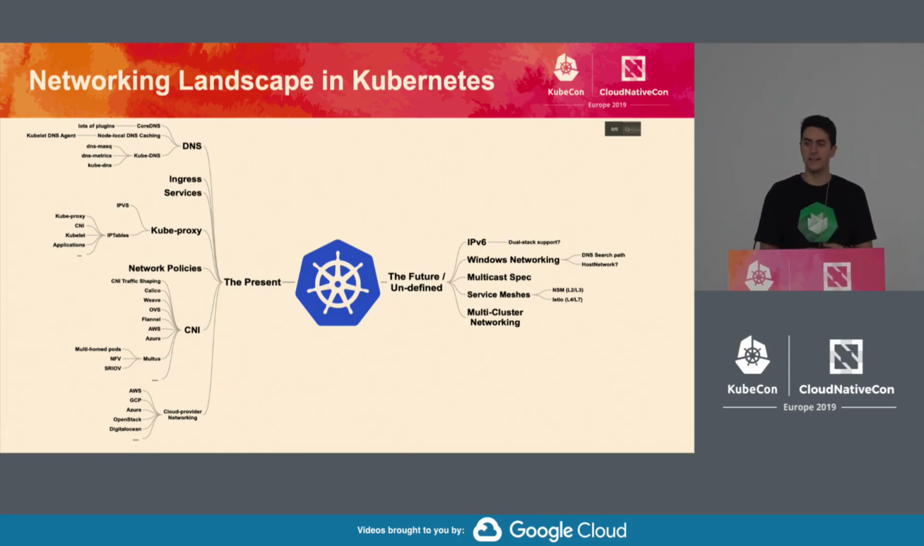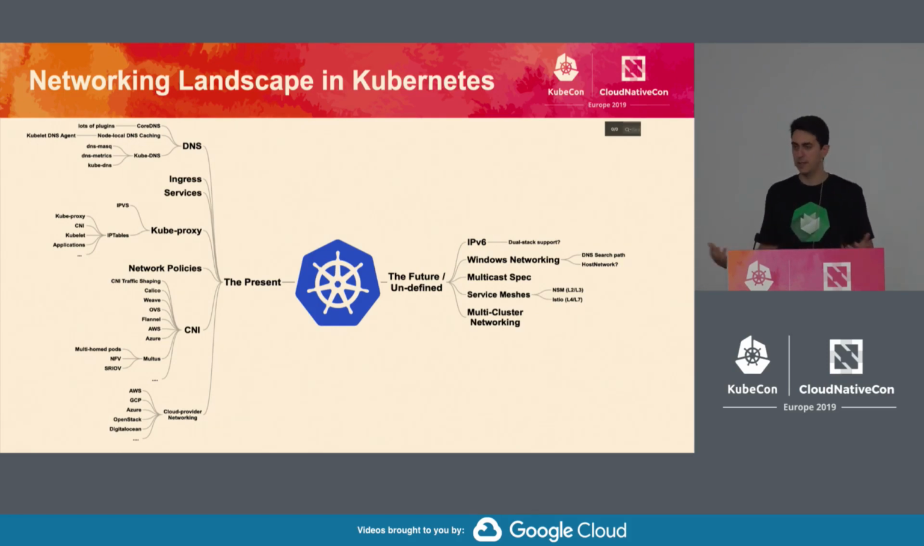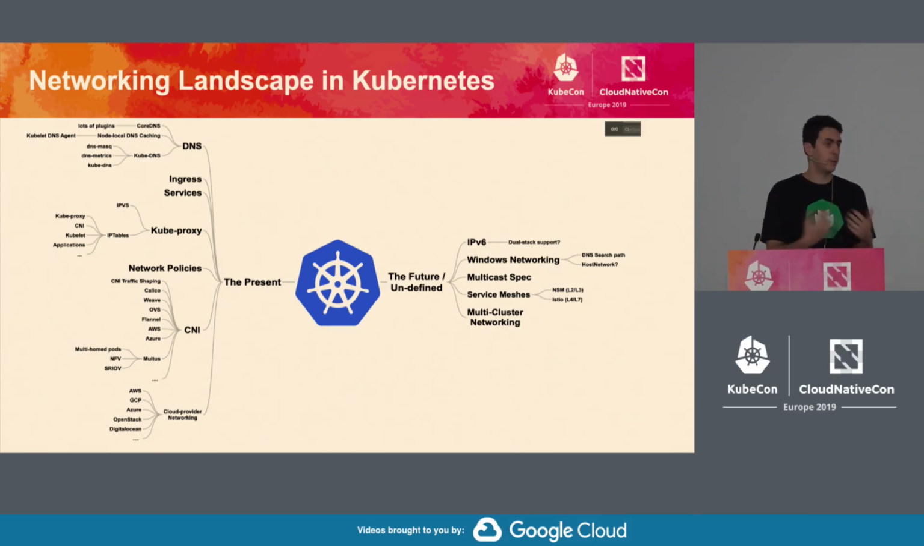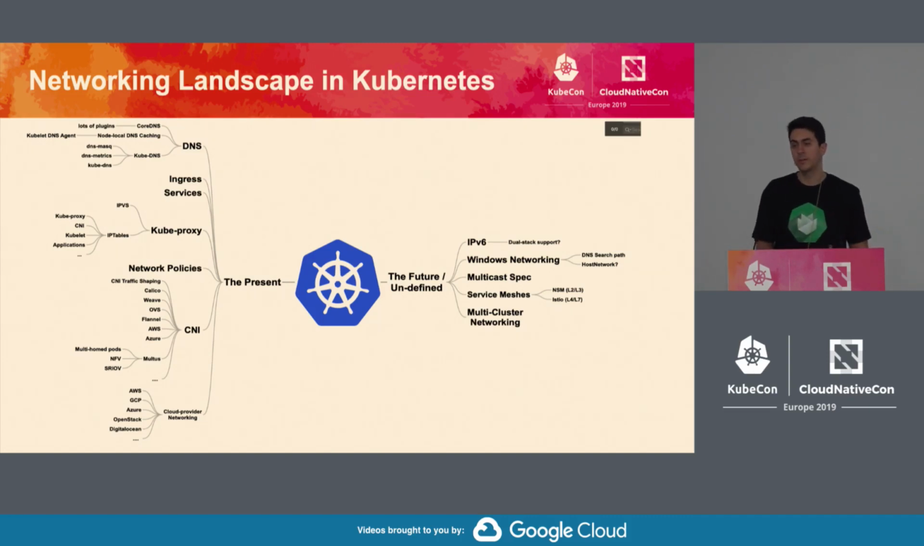That's just the present. And then there comes the future. In the future, you're dealing with IPv6, actually not that far in the future, it's pretty much here already. And there's Windows networking, multi-cluster networking, service meshes, there's Istio, there's network service mesh, and so many things are going on. So if you get some part wrong, you basically have a non-functioning cluster.